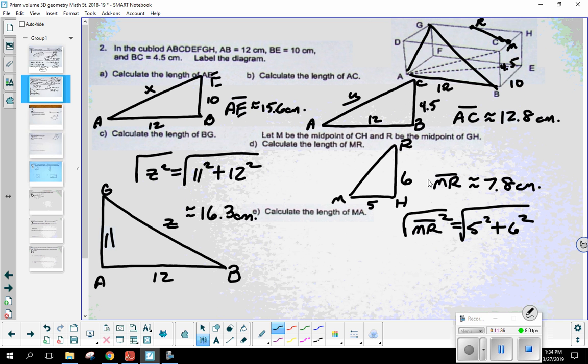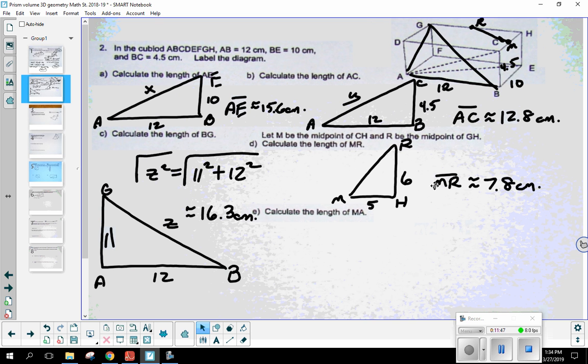All right, and we've got one more, and we're done with this particular problem. Calculate the length of MA. Okay. So let's see here. I'll do this in a different color. So I want to go M to A right here. Okay. All right, so ideas.